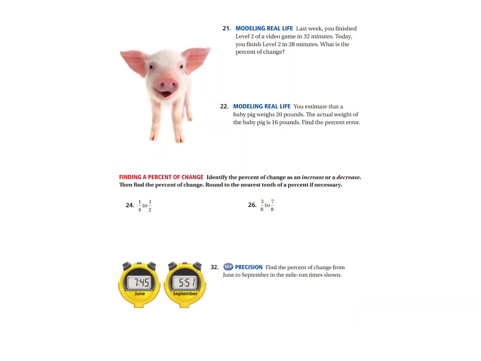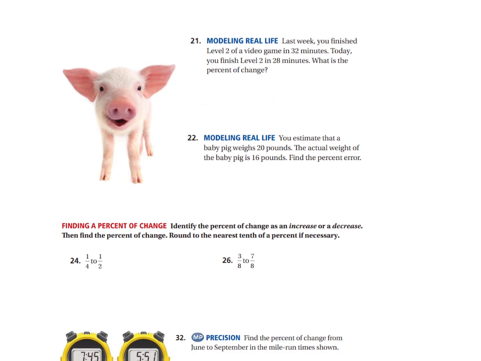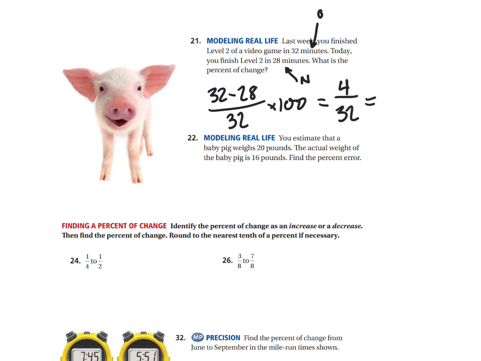Okay. Alright, number 21 says, last week you finished level 2 of a video game in 32 minutes. Today you finish in 28. What's the percent change? So, originally, it took me 32. My new time, when I tried again, was 28. That's how we're going to decipher this. Again, we're going to go big minus small. And then my original time was 32, so that's the number I'm going to divide by. Right, 32 minus 28 is 4, divided by 32 times 100.